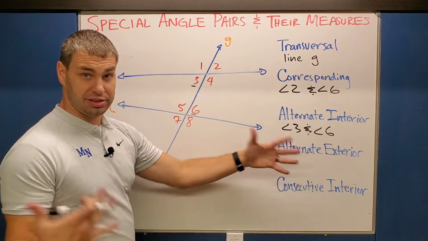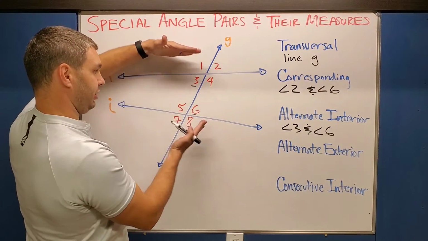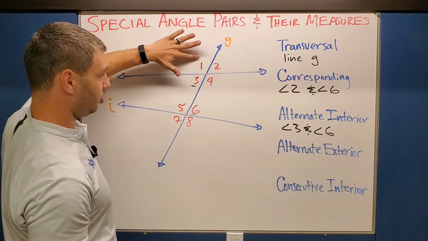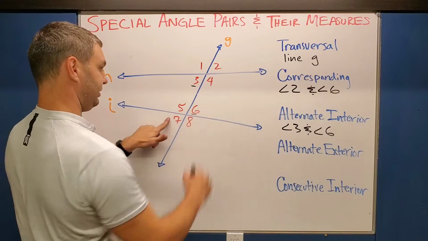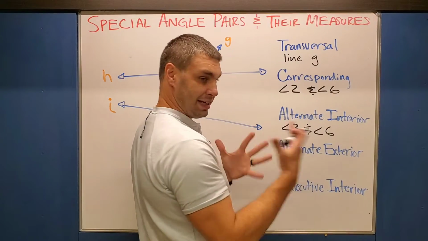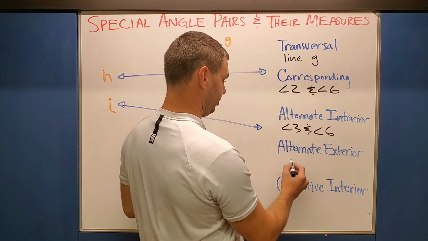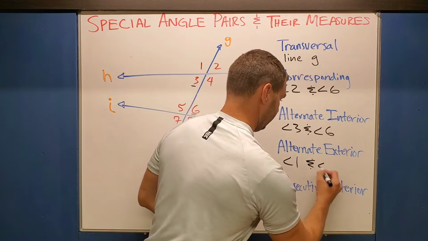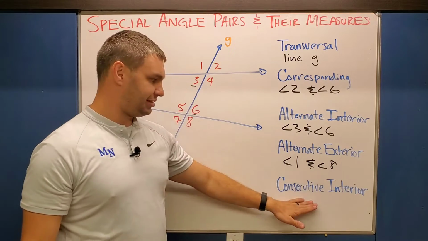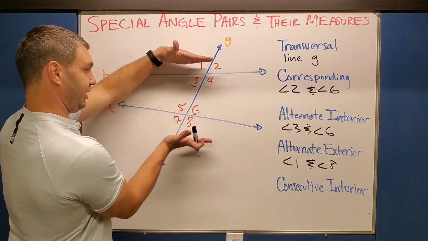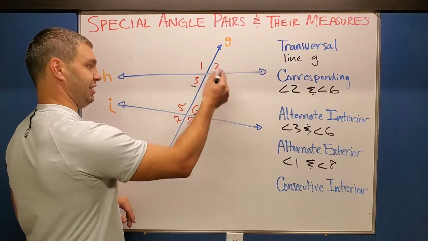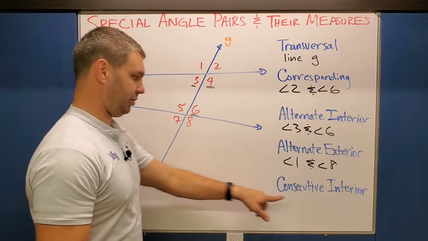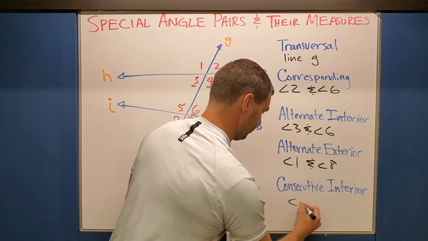Alternate exterior angles, same idea, but this time we're on the exterior of our two lines. On the outside of those, we're going to have maybe 1 and 8, or 2 and 7. Those are on alternate sides of my transversal on the exterior of those two lines. So angle 1 and angle 8. And then of course consecutive interior, again interior back on the inside, consecutive just means it's on the same side. So 4 is on the same side as 6, so 4 and 6 would be consecutive interior angles.